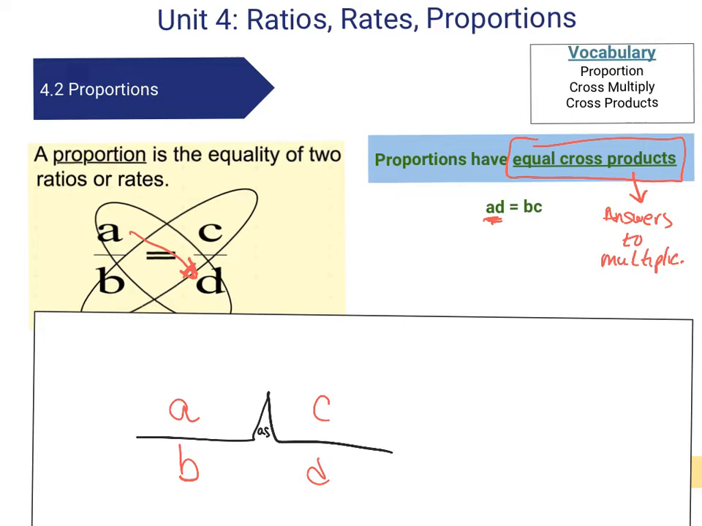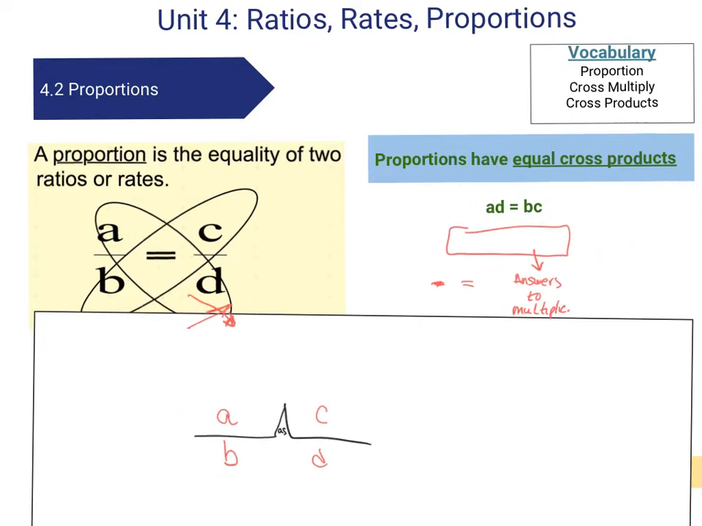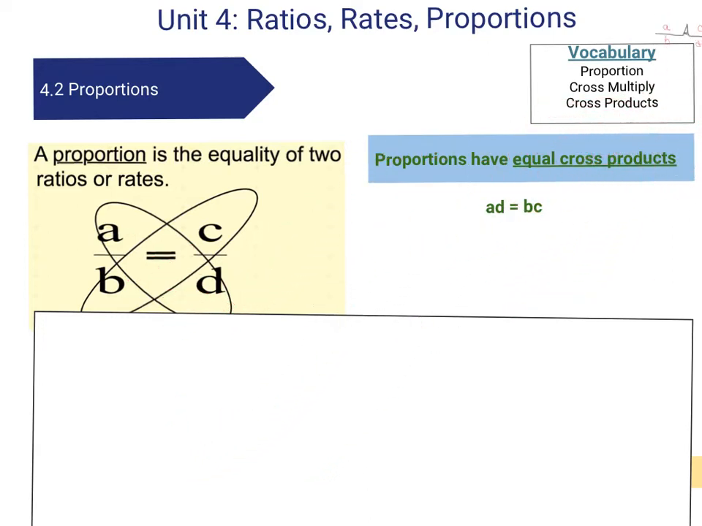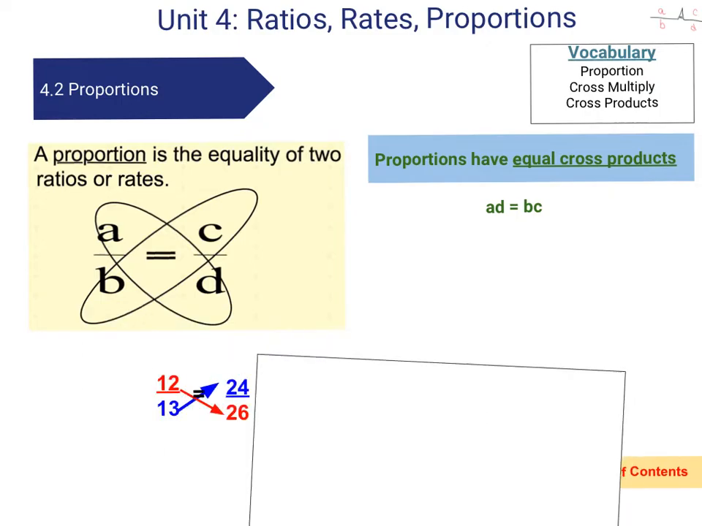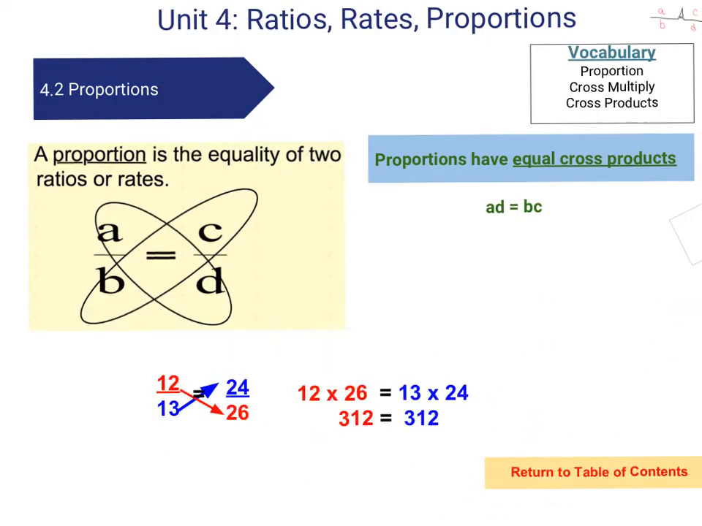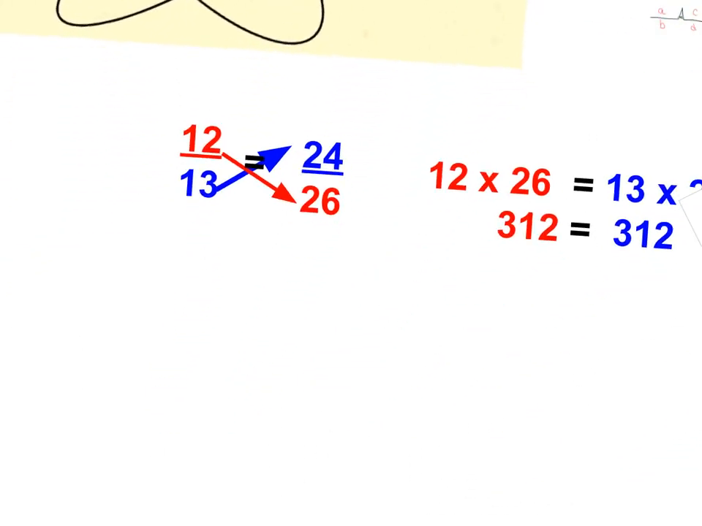So if A is related to B as C is related to D, then that means they are proportional, which means their cross products are equal, which means that AD must equal BC. Always. That is what proportional means. Proportional means that their cross products are equal. Let me show you mathematically.